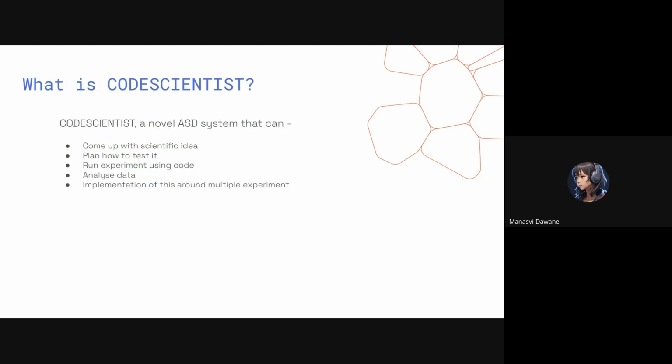What is CodeScientist? It's a novel ADS system which can come up with scientific ideas, plan how to test them, run experiments using code, analyze data, and implement the code around multiple experiments all on its own.